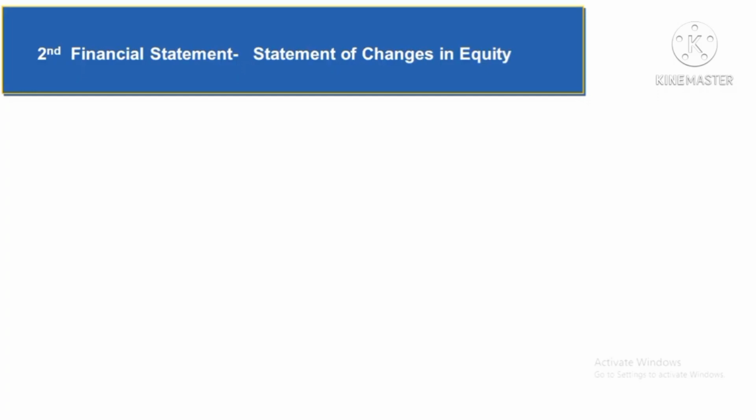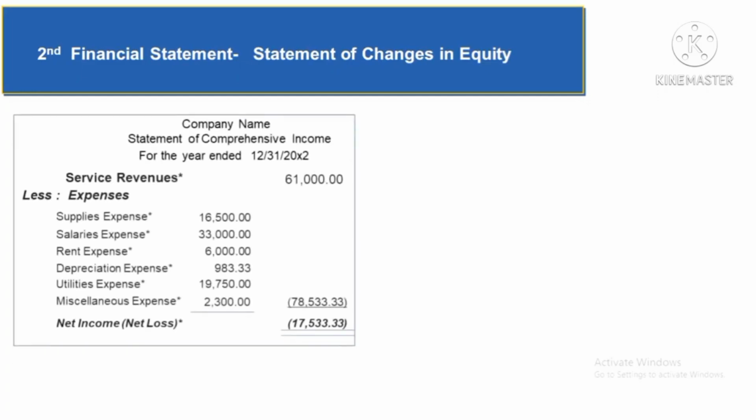Now, let's make the statement of changes in equity. But first, we need to have the income statement earlier because it will be used in making the statement of changes in equity. So here it is. In making the statement of changes in equity, you need to start with the heading, which is the same as with the income statement. It is composed of the company's name, the title of the financial statement, and the period covered.